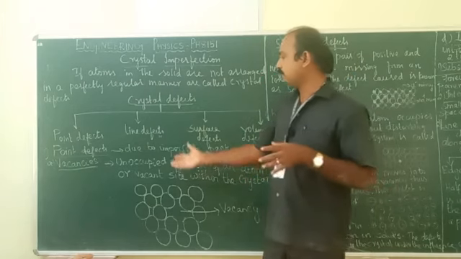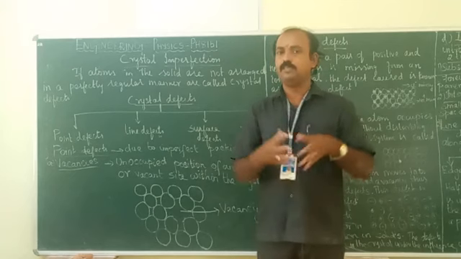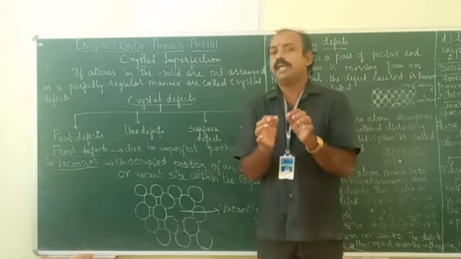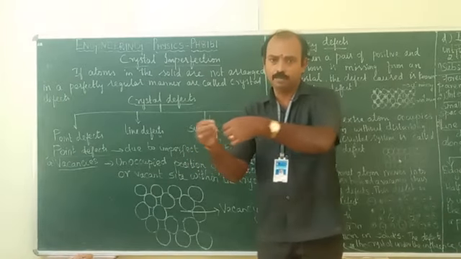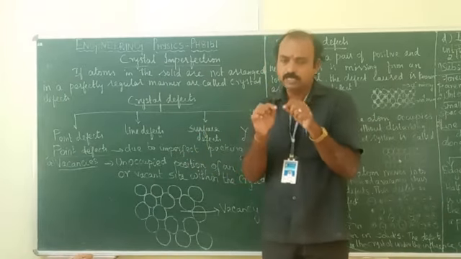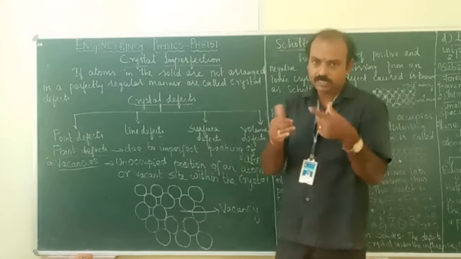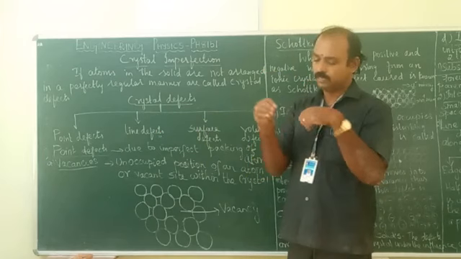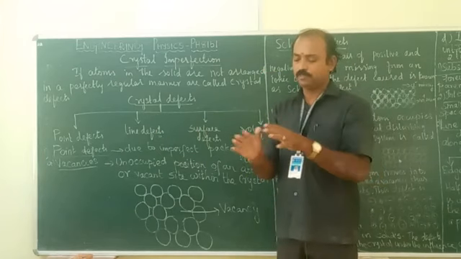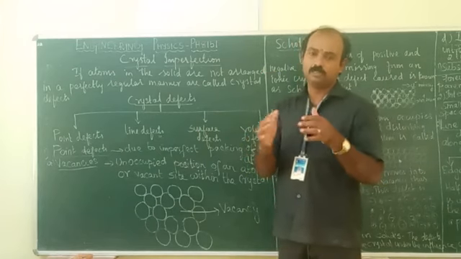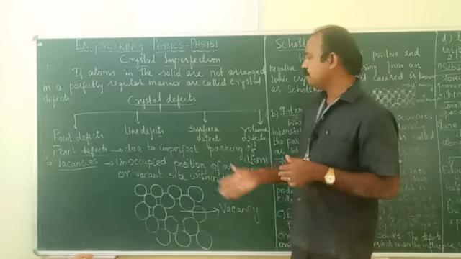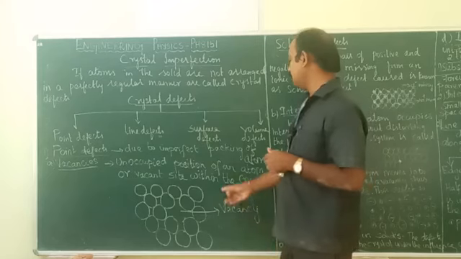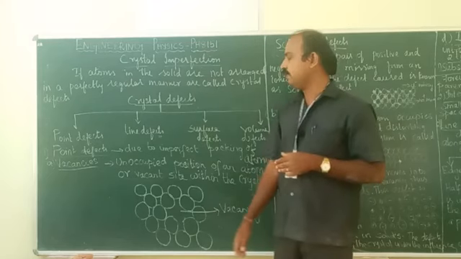The next one is vacancy, already informed. Vacancy means the particular place where an atom has come out, so the place is vacant. The vacancy leads to imperfection, and the vacancy leads to changes in the properties. So an unoccupied position of an atom, or vacant site within the crystal, is actually a vacancy.